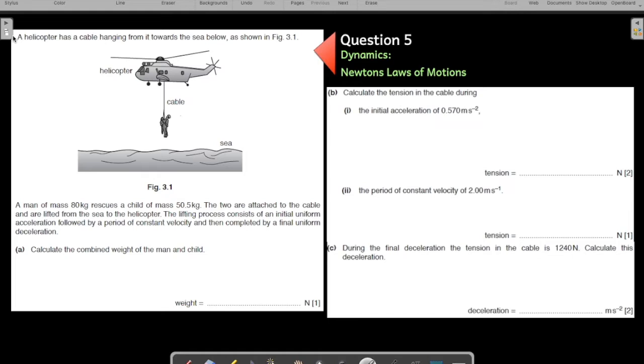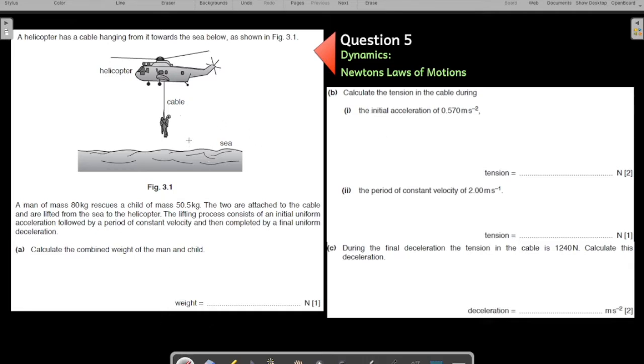Alright, so let us start. A helicopter has a cable hanging from it towards the sea below as shown in this figure. A man of mass 80 kg rescues a child of 50.5 kg. The two are attached to the cable and are lifted from the sea to the helicopter. This situation is very easy to visualize. The lifting process consists of an initial uniform acceleration followed by a period of constant velocity and then completed by a uniform deceleration. So what is happening during this course of motion?